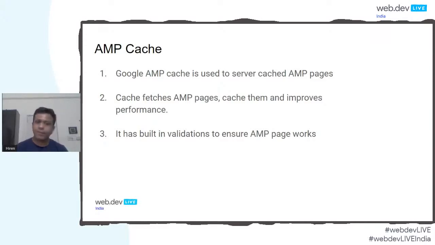And the AMP cache has built-in validations that make sure your AMP page works. Whenever you are creating an AMP page, you can use this validator to make sure that your page is compliant with all AMP restrictions. If there is some issue, the validator will show an error, and you can rectify it and then validate it again, so that you make sure your AMP page works fine, is cached, can be served over the cache, and loads at very high speed. So this is about the AMP cache.